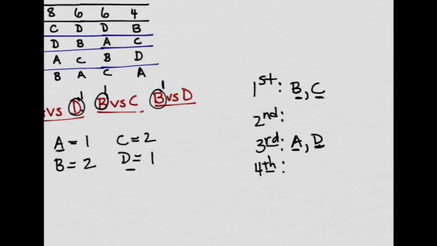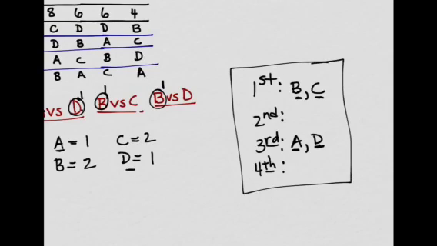So B and C are tied for the first place, and then you would have to do some kind of tiebreaker in order to decide who's the ultimate winner. But for pairwise comparison, this is what we go with, and that's my final answer.